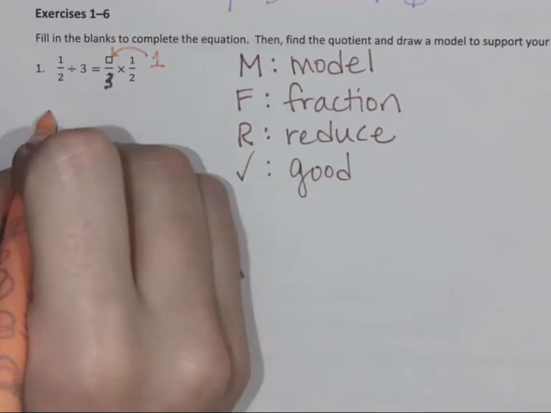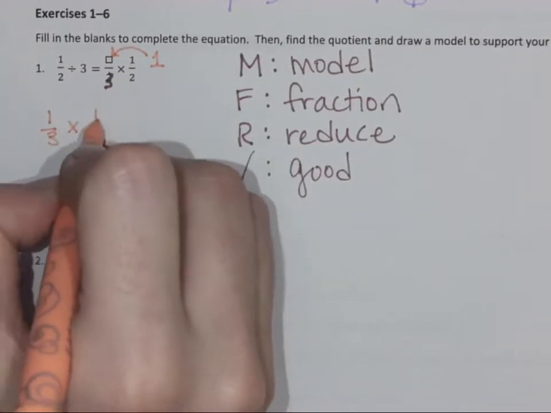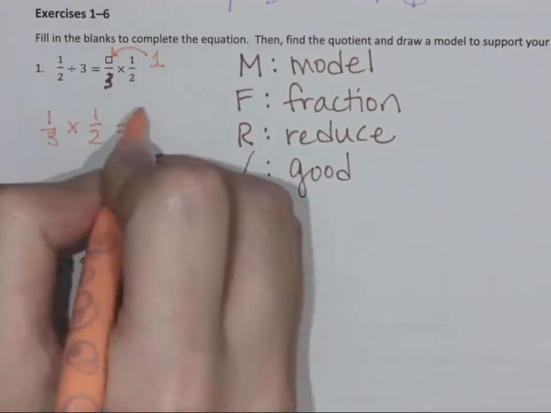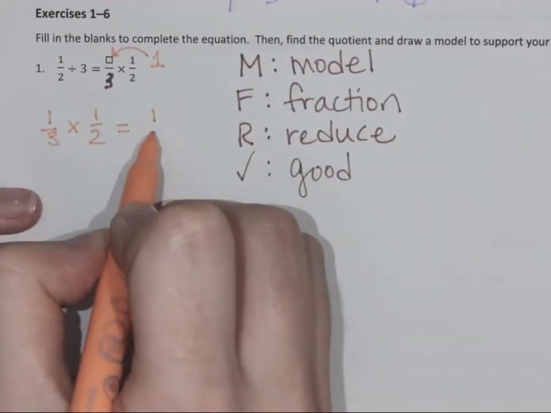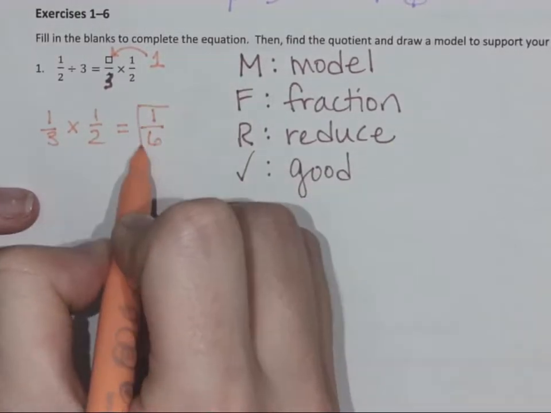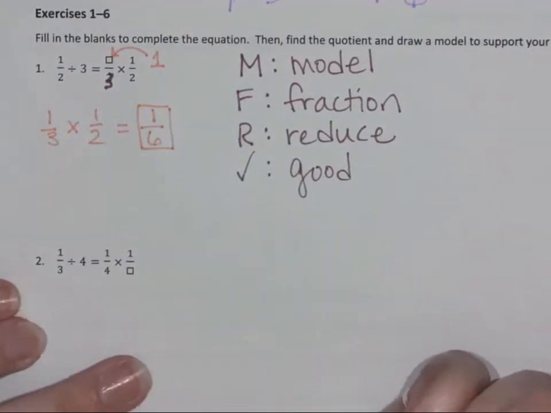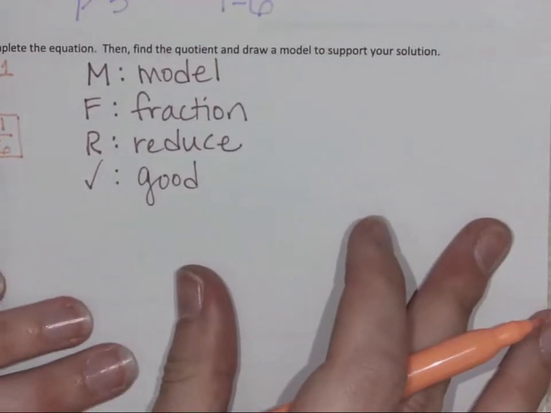And if we multiply 1/3 and 1/2, can I just multiply across? Yes. What's 1 times 1? 1. 3 times 2? 6. Okay, so here's what we think our answer is, right? Let's use a model to check ourselves.